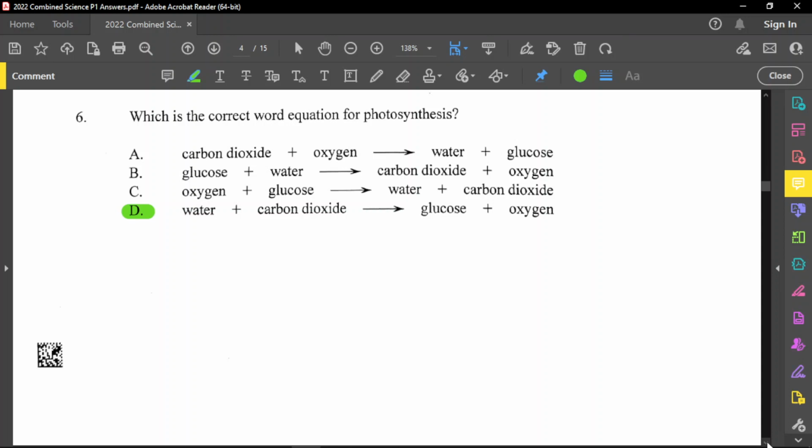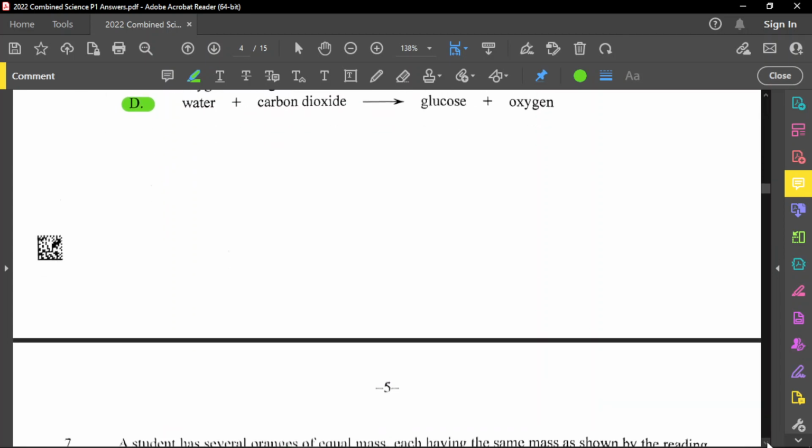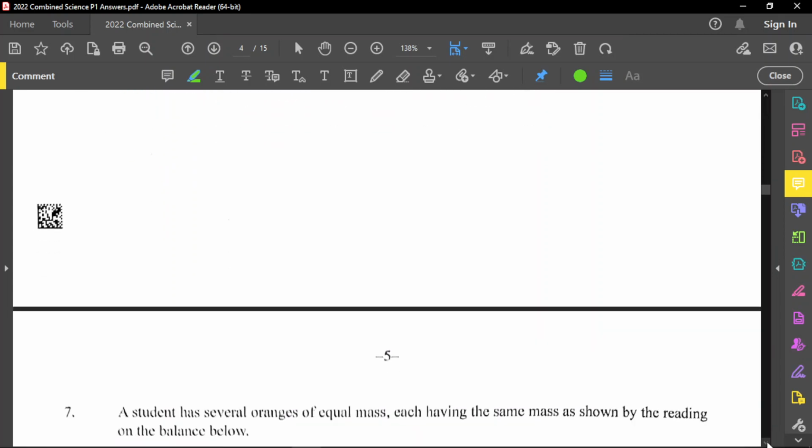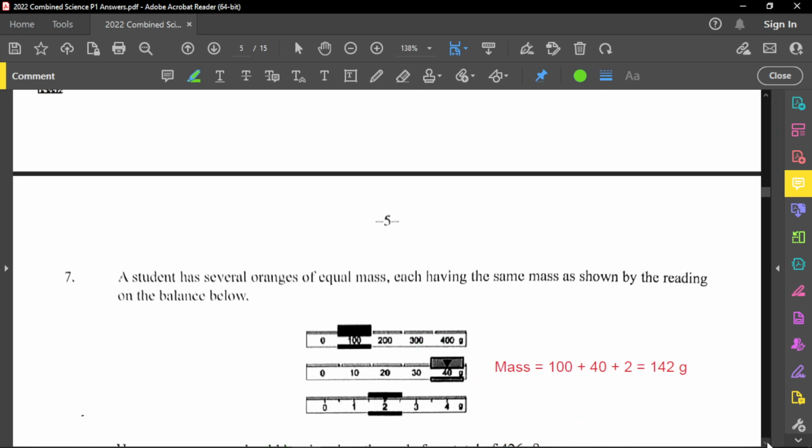Again, I will also advise you to make sure you understand or know the chemical balanced equation for photosynthesis as well, and of course respiration.